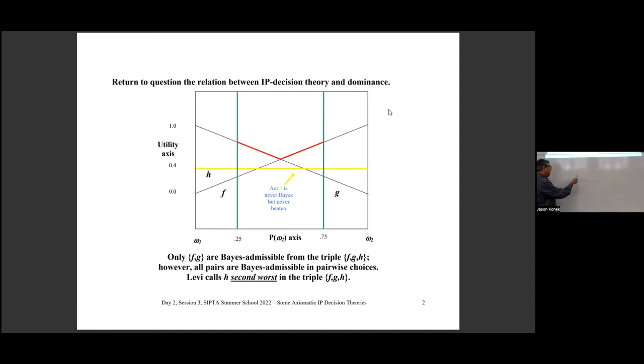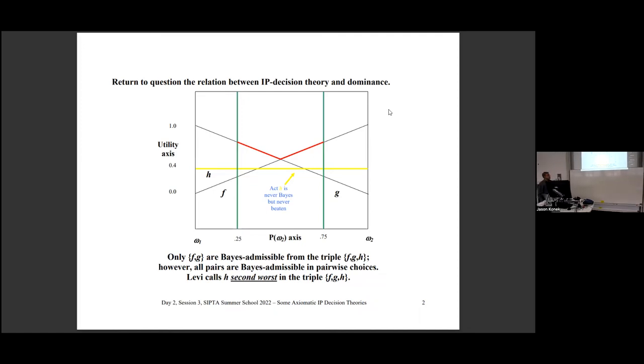Between H prime and F, both are Bayes. Between H prime and G, both are Bayes. But now in the triple, H prime is Bayes. So you see that what's Bayes does not reduce to binary comparisons. Let me say that again. What's Bayes does not reduce to binary comparisons.